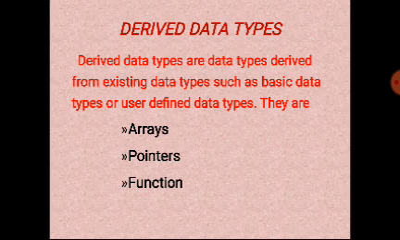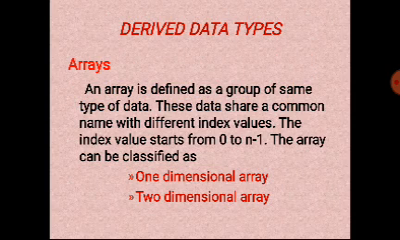The next data type is derived data types. First we have seen basic data types, next user defined data types, and now derived data types. Derived data types are data types derived from existing data types, such as basic or user defined. They are arrays, pointers and functions. Here we are going to see arrays and pointers. Functions we will see in a later unit.